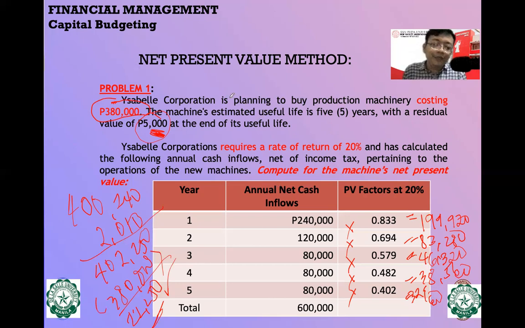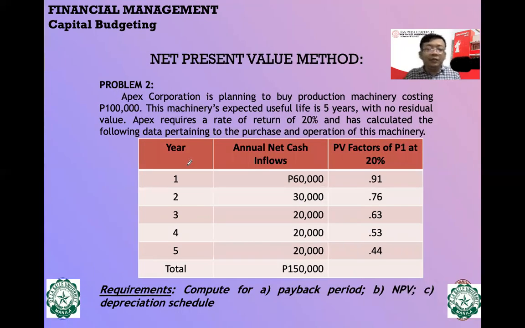Okay. Ganun kadali. Diba? Thank you, Clarice and Carl. Ganun din to. Same na same din dito. Okay naman. Just add. Just multiply it 1. Then, payback muna. Okay, payback.